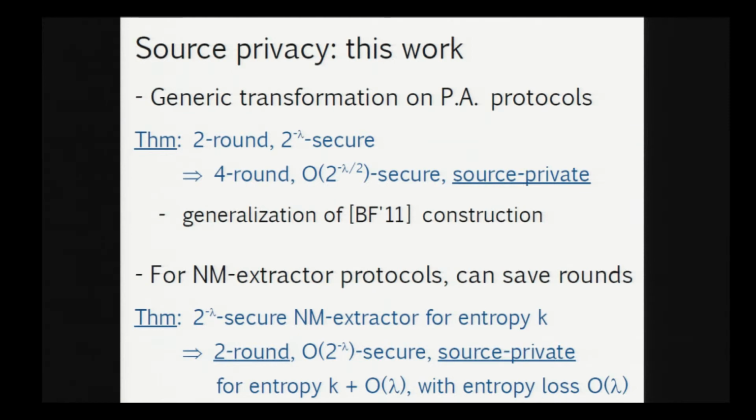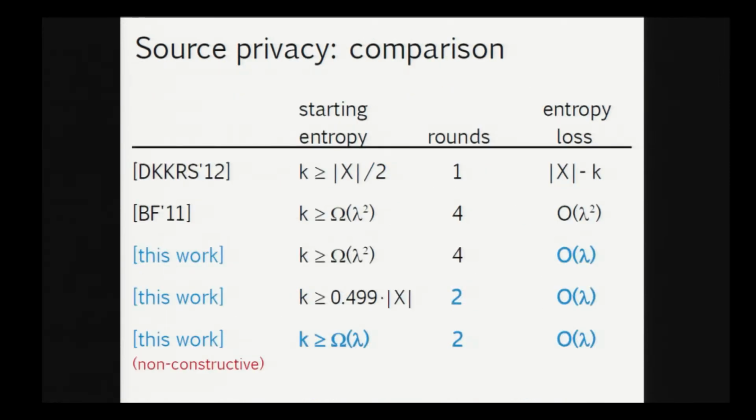Specifically, we show how to turn any non-malleable extractor into a 2-round source private protocol that achieves optimal entropy loss. Okay, and so here's a table. These are essentially all the source private protocols that are known. There's an older protocol of Dodis et al., which I didn't mention. It's a 1-round protocol which has poor entropy loss and requires high starting entropy. This is known to be necessary for one-round protocols.